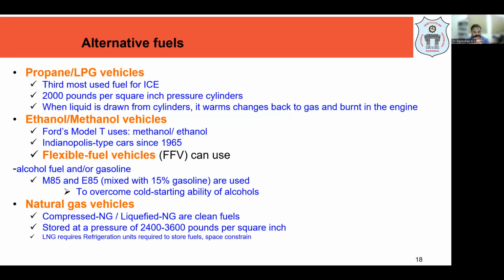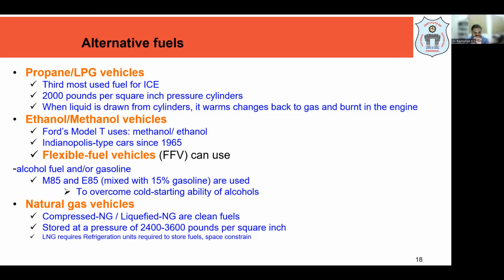Ford's Model T used methanol or ethanol as the fuel, and there has been an Indianapolis type car since 1965. Flexible fuel vehicles can also be used, which can use either alcohol fuel or even gasoline. There are M85 and E85, which are mixed with 15% gasoline, which helps us overcome the cold starting difficulty of the alcohols.